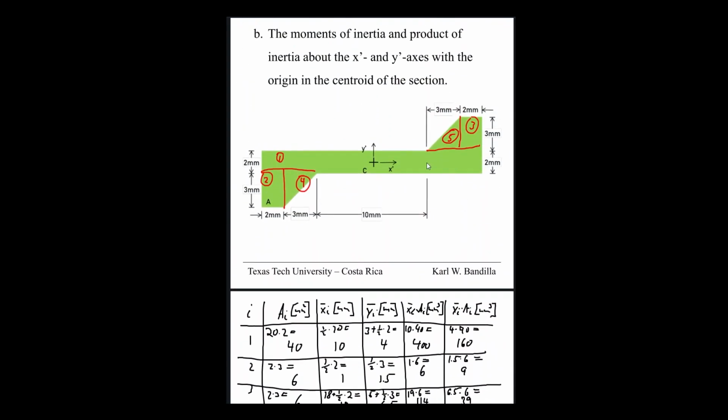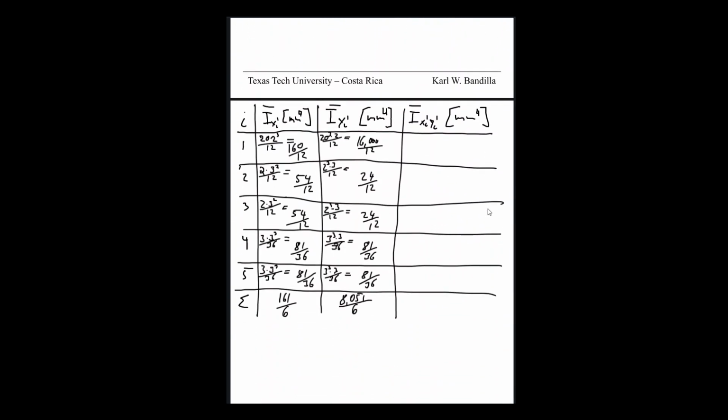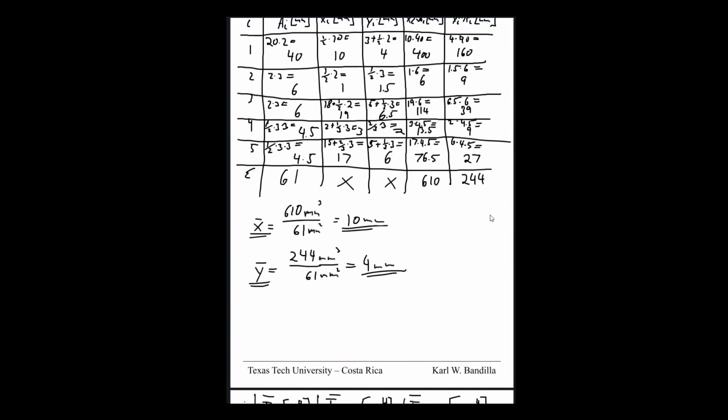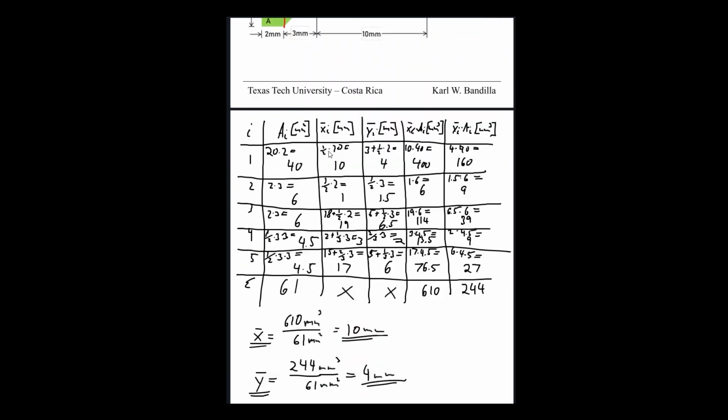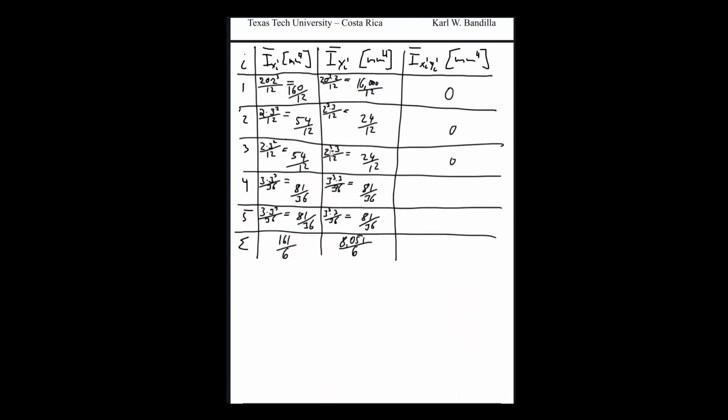All right, Ixy. Well, we know 1, 2, and 3 are all going to be 0 because they're rectangles. That's nice. 0, 0, 0. And then we have a couple triangles. Now let's see. Our triangle 4 has the corner to the top left. So that was a positive 1.